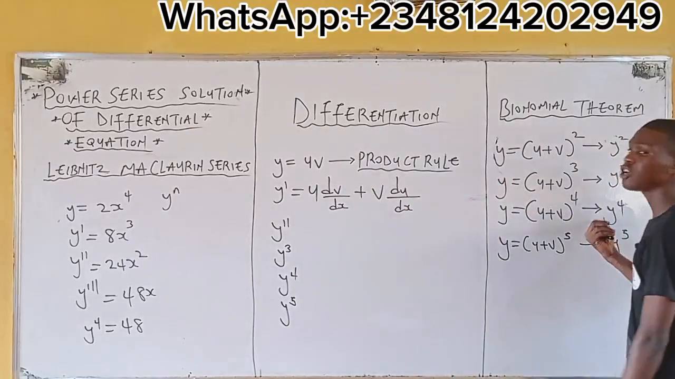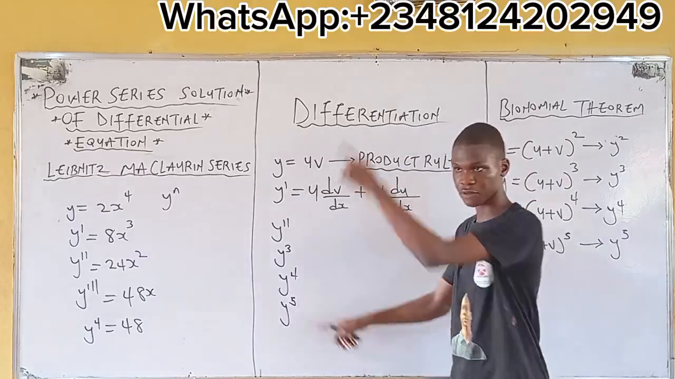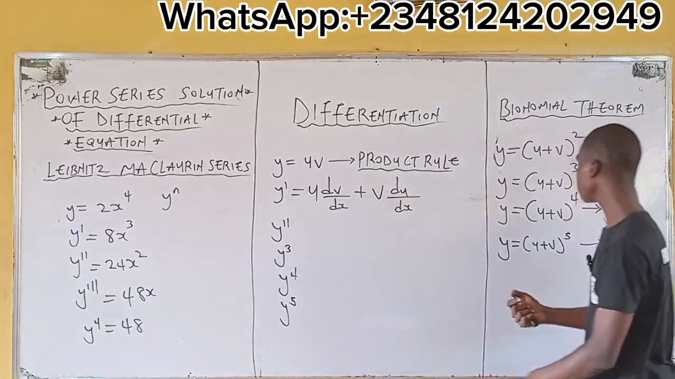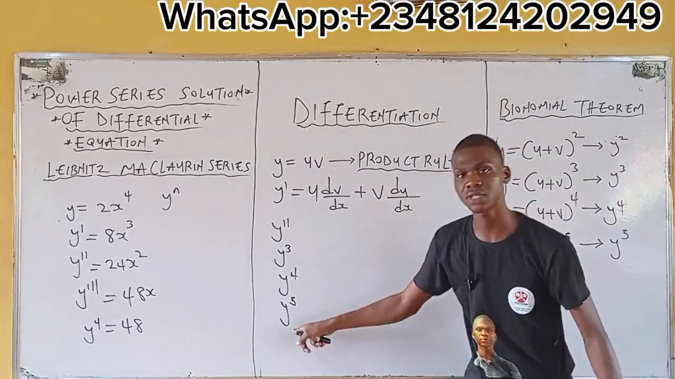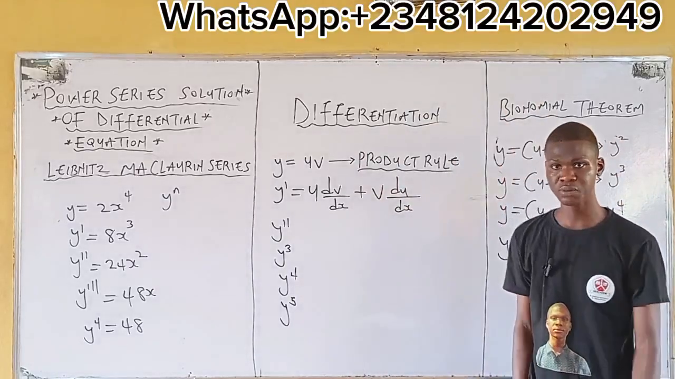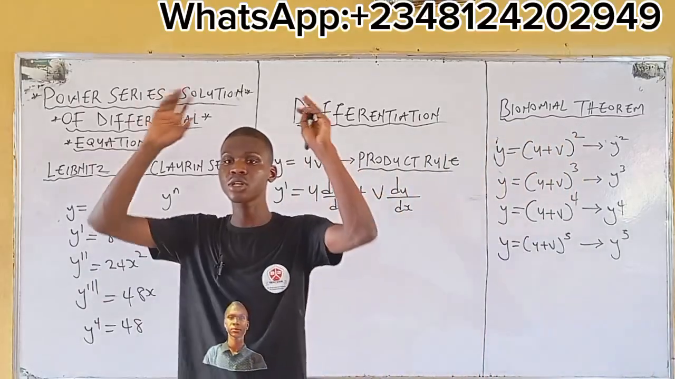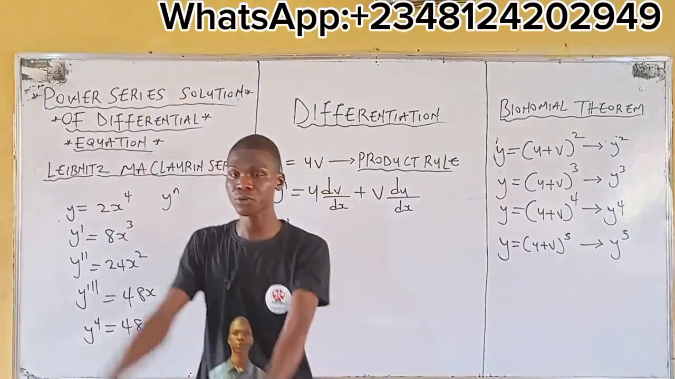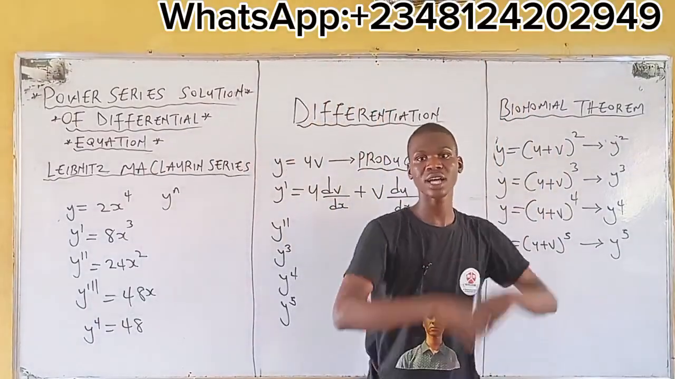Similarly, the answer you'll be getting for y raised to the power of 4 is equal to the fourth derivative of this function, right? The answer you'll be getting for y raised to the power of 5 is equal to the answer you'll be getting for this fifth derivative. So we are saying that for Leibniz theorem, the higher derivative of a product is equal to the binomial expansion of that same function.